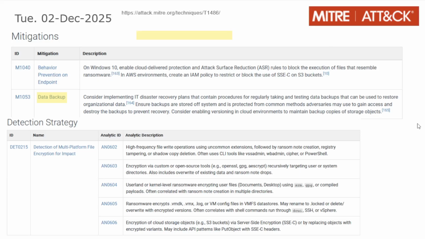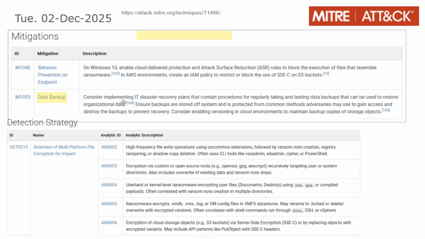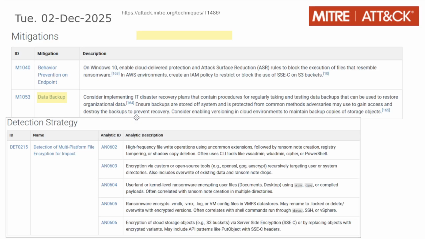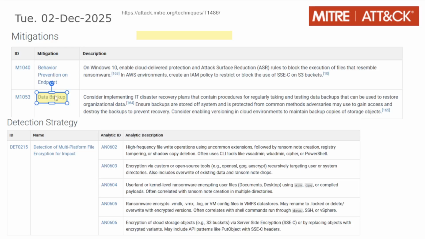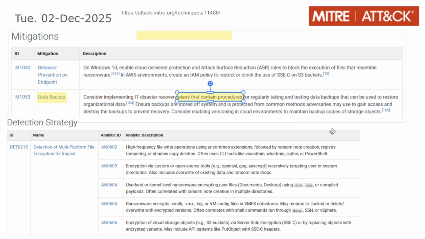Yes, so this is backup. And let's read what it says: consider implementing IT disaster recovery plans, procedures. So it's not just like having a backup, it's really plans that contain procedures.